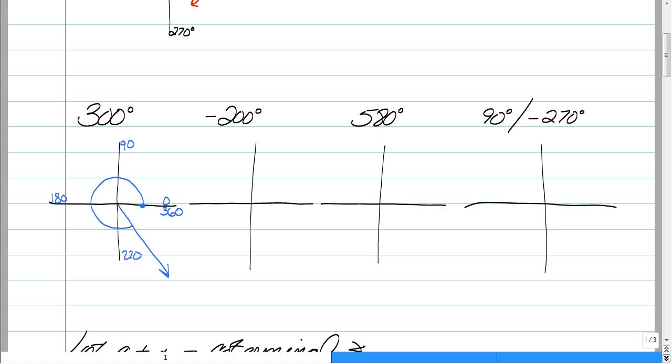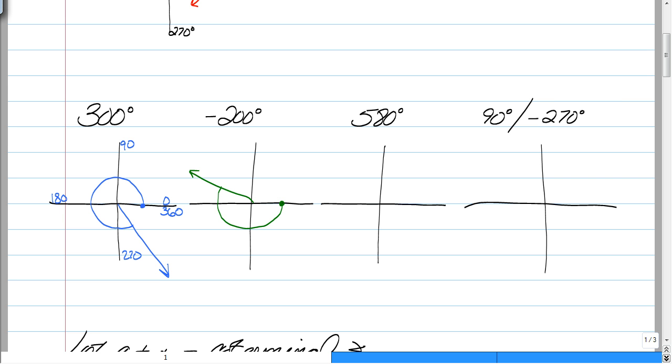So negative 200 degrees. Same kind of thing. You're just going to start here. But when it's a negative angle, you go down first, which means you're going to go clockwise. Here's negative 90, negative 180, and you go a little bit more. Draw your terminal ray. That's negative 200. And you're done.